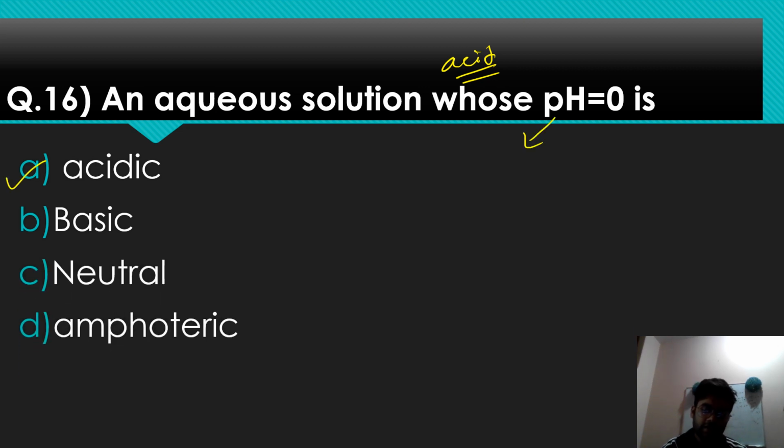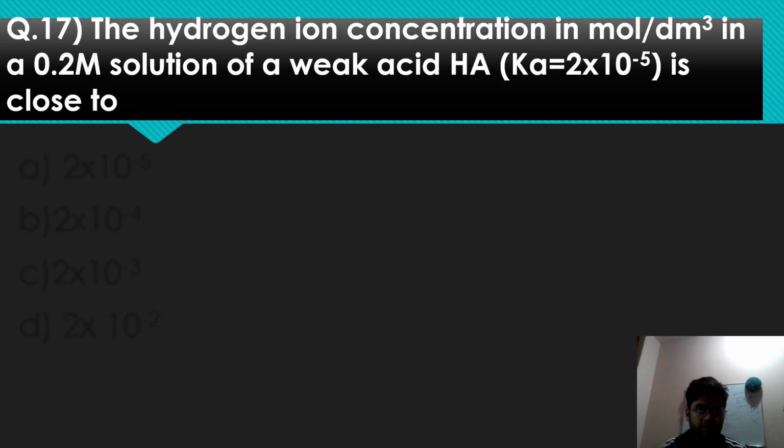pH equals 0 means it is a strong acid, high concentration. Okay, so the right answer is acidic. The next question: the hydrogen ion concentration in mol per liter, per decimeter cube, that is mol per liter, in 0.2 molar. The concentration is 0.2 molar, and the hydrogen concentration, H plus, we don't know.